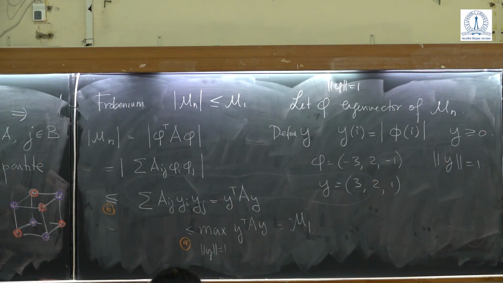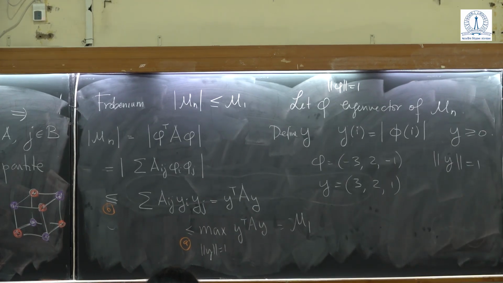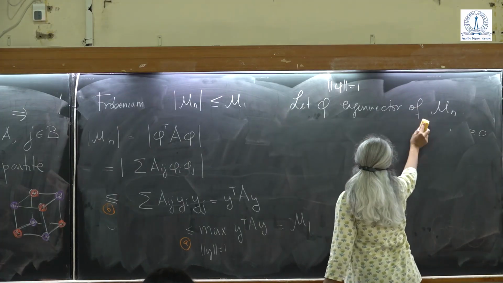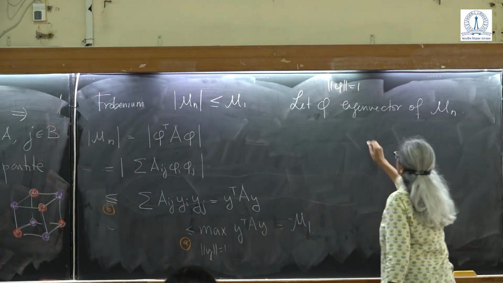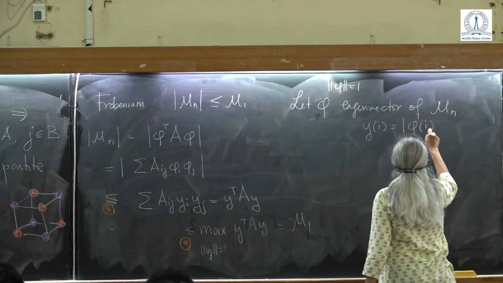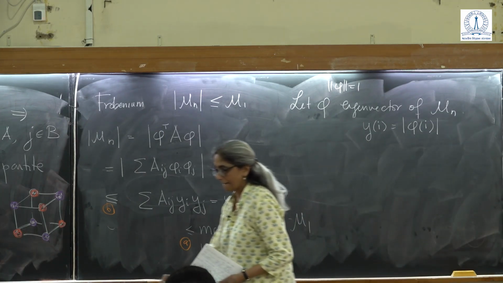Okay, so let's look at, so the question is, when do you get equality? How can you make those inequalities become equality? So you remember what y is, right? So I'm just, yi is the absolute value of phi. That's the definition of y, okay? Okay, so let's look at A first.